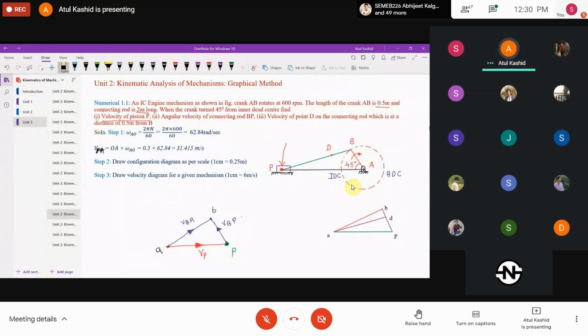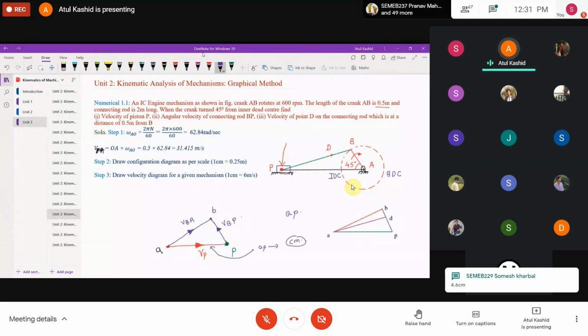When they say the relative velocity of the piston with respect to some other point, only in that case do we have to take the relative velocity. But what they have asked in the question is the velocity of piston P. That means we have to assume that this velocity is with respect to some fixed point, right? So in the velocity diagram, you have to measure this vector AP. You will get this in some centimeters, right?